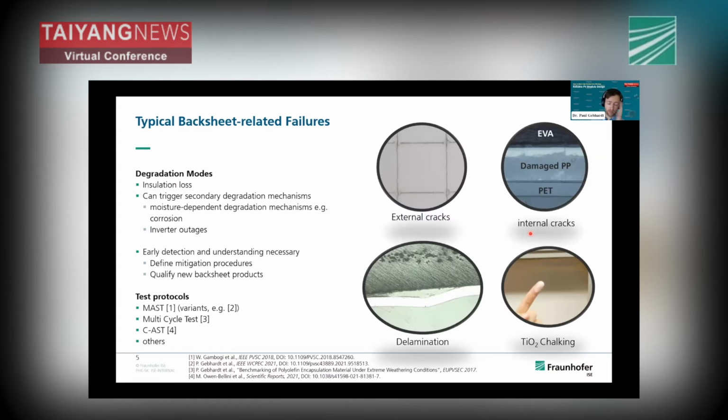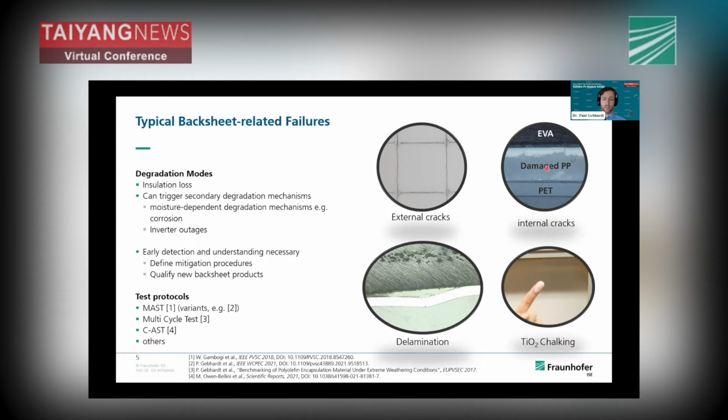So talking about PV module backsheet failures in general, I want to quickly give an overview of what we most frequently see, and that's external cracks, as you can see in this photograph here. These cracks are along the cell edge, which means they are most likely connected to UV irradiation.